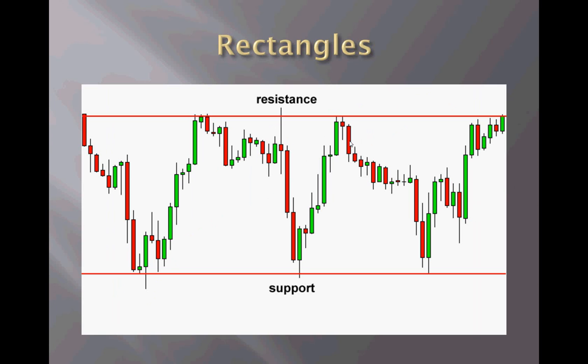In the example, we see the pair was clearly bounded by two key price levels which are parallel to one another. We just have to wait until one of these levels breaks and go along for the ride. Remember, when you spot a rectangle, think outside the box.